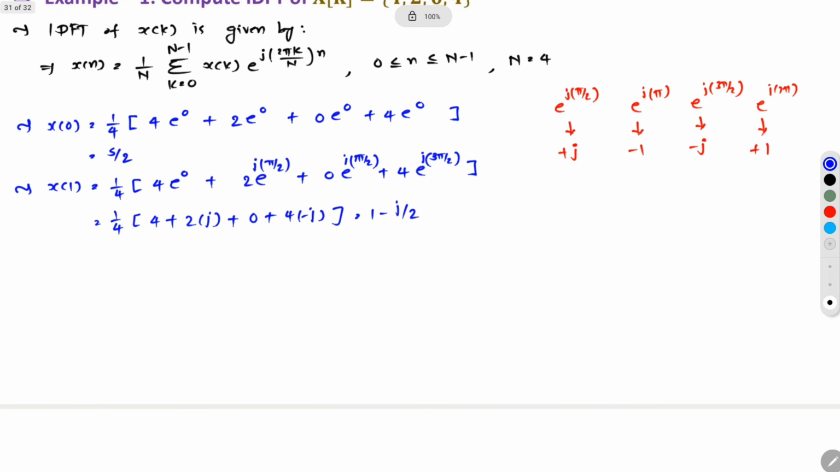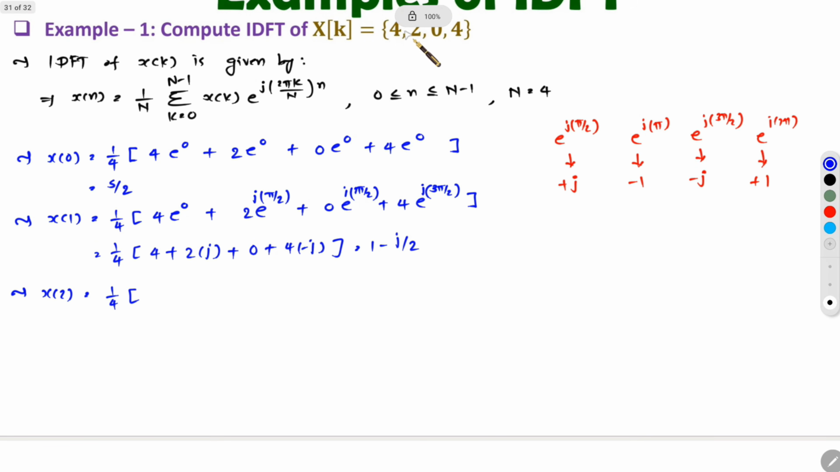Now let me explain how to solve x of 2. So first of all, 1 by n, that is 1 by 4. Then write down the sequence 4 to 0, 4. So here I'll be writing 4, 2, 0 and 4. And then here you see e to the power 0 will be there. X of 2 that we are calculating, so here small n is equals to 2. Here we have pi by 2 into 2 means pi. So pi k is there with us, where k is ranging from 0 to 3.